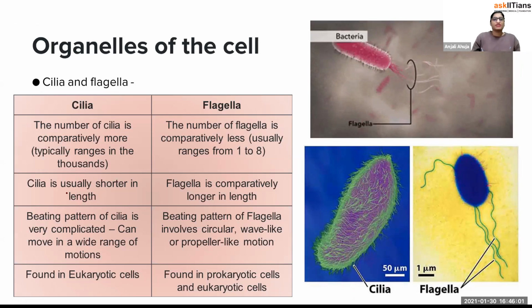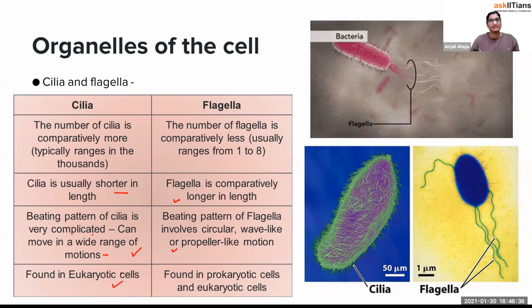Cilia are usually shorter in length, and flagella are longer in length. The beating pattern of cilia is very complicated and can move in a wide range of motion, whereas the flagellar beating pattern is wave-like, propeller-like. Different cilia at different locations can show a little difference, but they move in a synchronized manner. Cilia are more synchronized as compared to flagella. Flagella work separately, showing circular and wavy motion, but not synchronized. In cilia, the motion is synchronized.